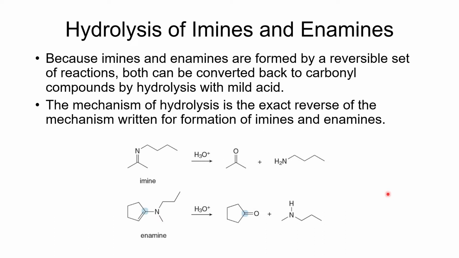So when we form the imine and enamine, we end up losing water as one of our mechanistic steps. But if we have excess water present, then we can reverse it, and we can get our original carbonyl compound and our original amine. And that works for both the imine and the enamine.